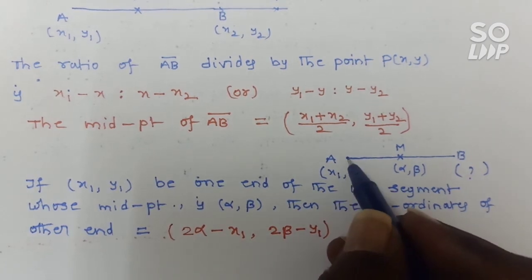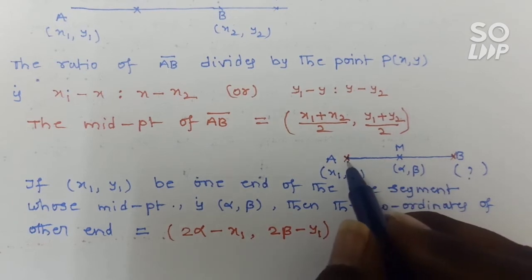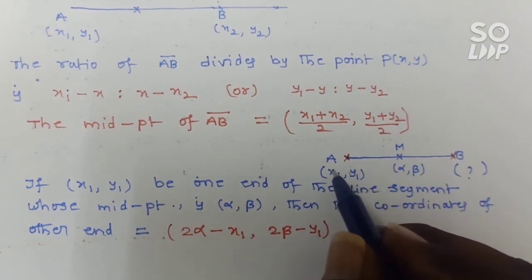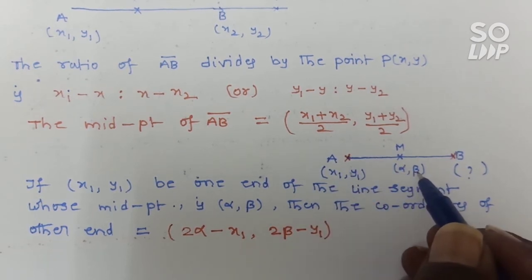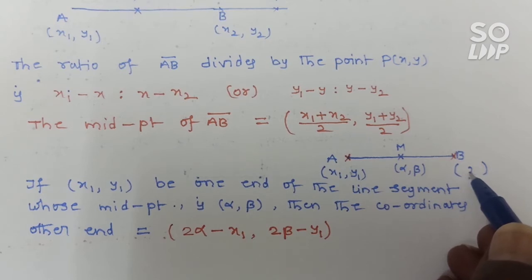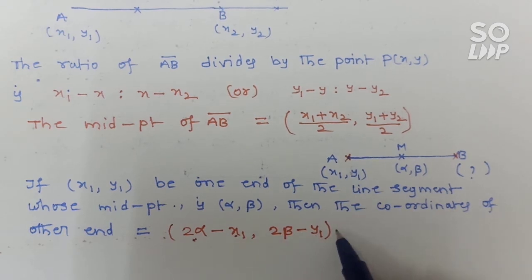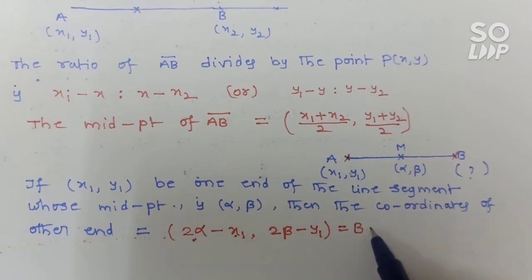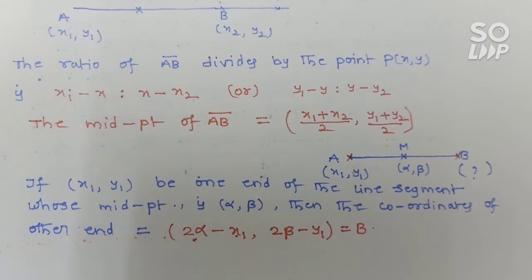Once again, here one end of the line segment AB is given. Let A be x1 comma y1 and the midpoint of AB be alpha comma beta. Then we find the other end, that is 2 alpha minus x1 comma 2 beta minus y1. This one is the other end, that is B point. So this one is the midpoint concept.